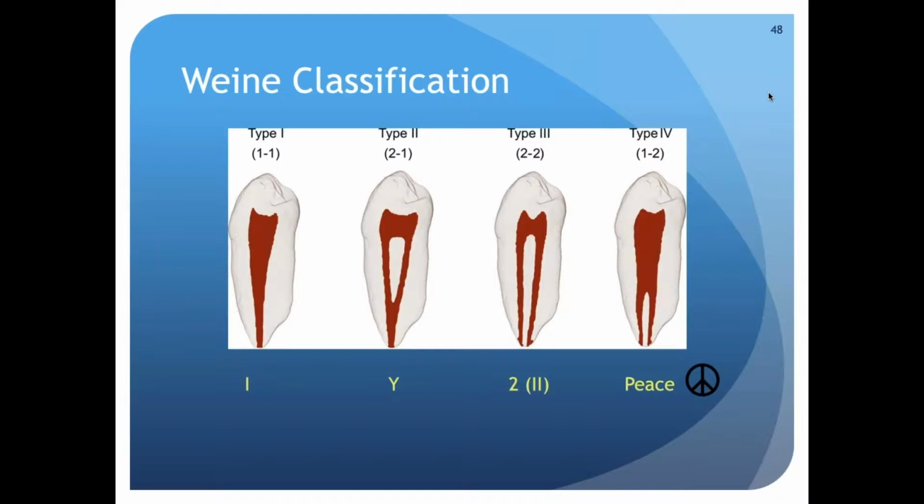So a good way to remember this one, if you look at the way they look, I, Y, 2, and peace, that last one kind of looks like a peace sign. That can kind of help you remember which one's which here.